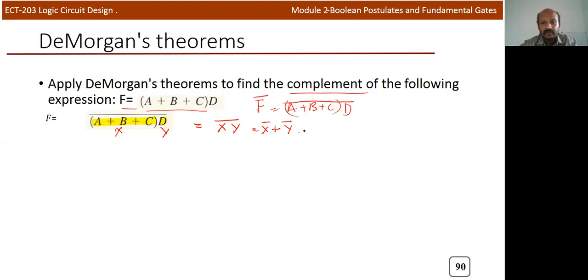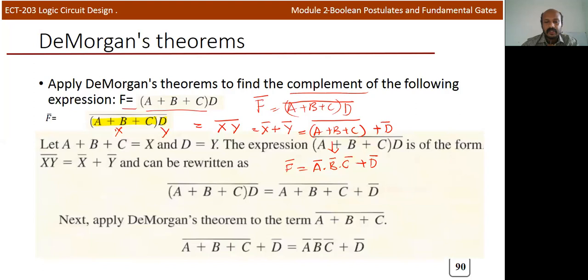So based on that, if you resubstitute, x becomes a plus b plus c the whole bar, plus y is equal to d, so you can write d bar. Okay, now we can see that again you can apply DeMorgan's theorem here. If you split this a plus b plus c the whole bar, it becomes a bar, b bar, and c bar, and d bar is already there. So this is actually your f complement. Okay, so the expression you can see here. Finally you will get this particular term.